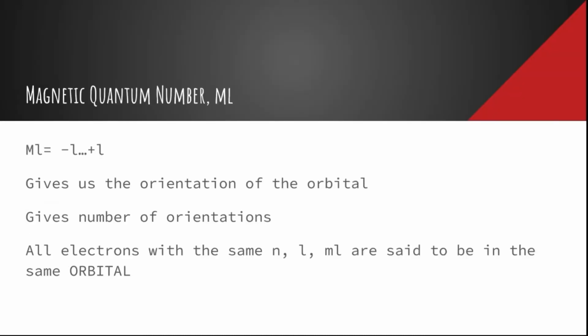Next we're going to talk about the magnetic quantum number, m sub L. m sub L goes from negative L all the way to positive L, and this gives us the orientation of the orbital. It also gives the number of orientations. All electrons with the same n, L, and m sub L are said to be in the same orbital. So now we're not in the same subshell, we're in the same orbital. We're getting a bit more precise with locating our electrons.